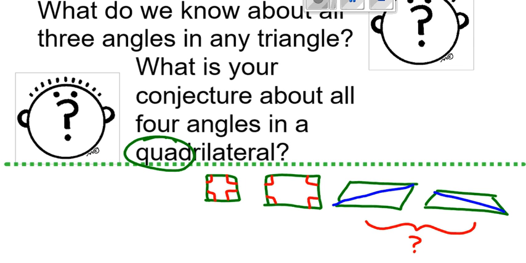Well, we know that each triangle has 180 degrees, so if this one has 180, and this one also has 180, then that figure will have 360 degrees. So all quadrilaterals, all four-sided figures, have an angle measure of a total of 360 degrees.